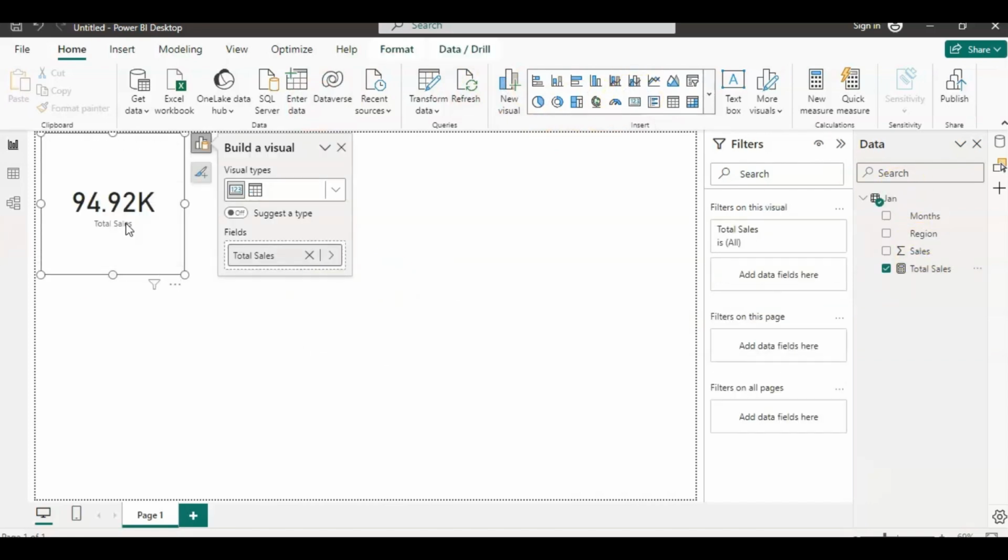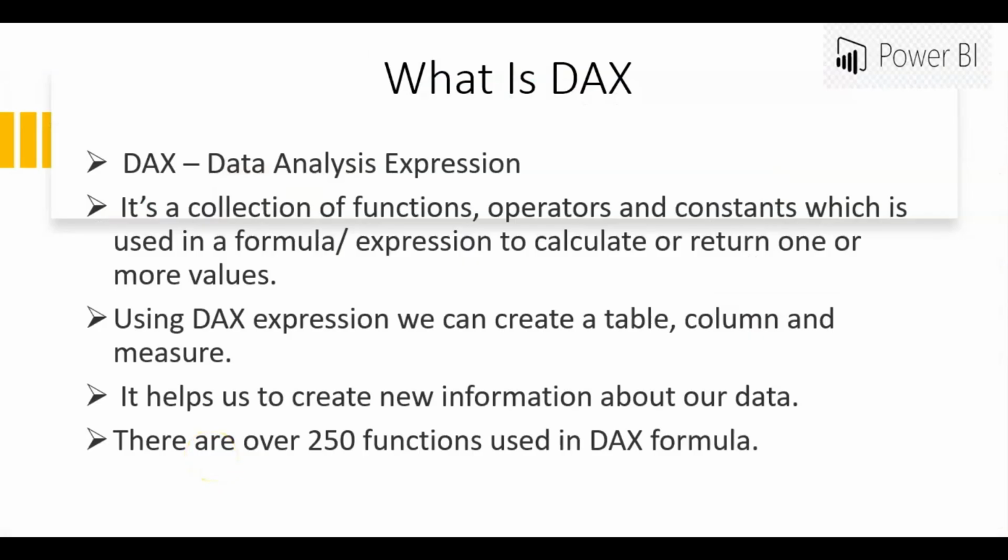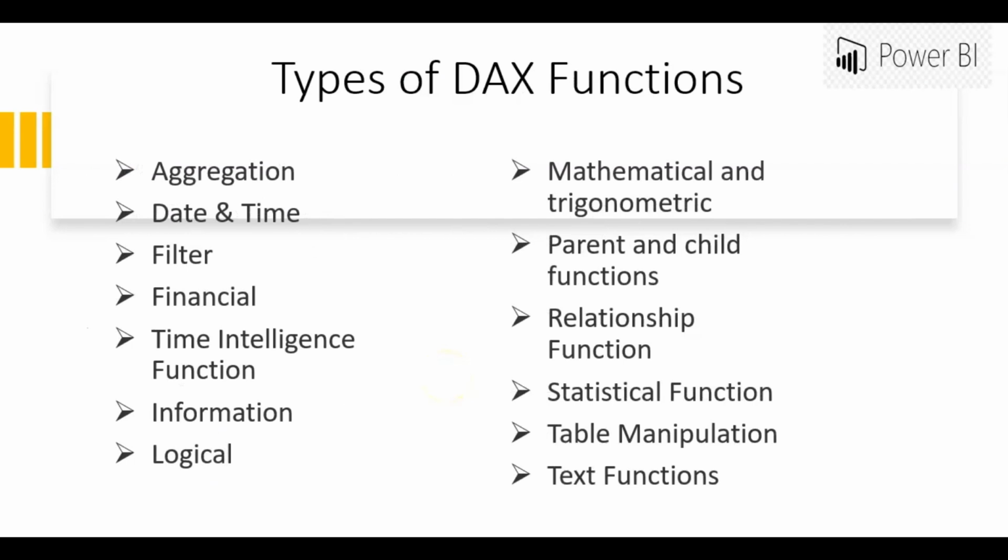So the total sales amount is 94,092K, which was not there in the data, and we have calculated this information from the existing data. There are over 250 functions used in DAX formulas. There are various types of DAX functions such as aggregation, date and time, filter, financial, and so on.